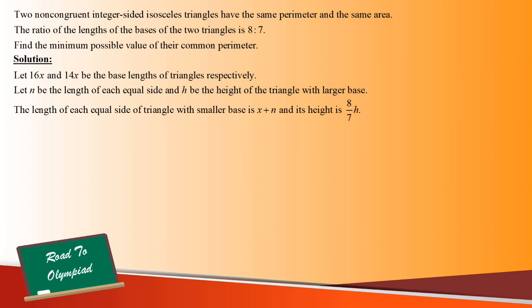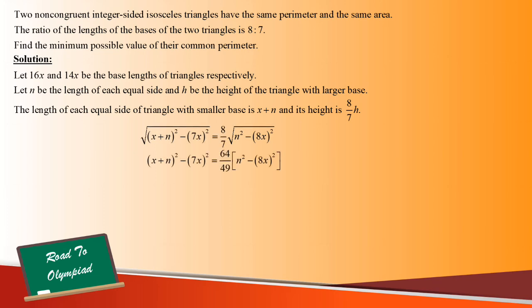Notice that the height cuts the base of each isosceles triangle into half, so by using the Pythagorean theorem, we can find the height of the triangle with the smaller base to be this one, and the height of the triangle with the larger base to be this one. We know that the height of the triangle with the smaller base is equal to 8/7 of the larger one, so we have these equations.